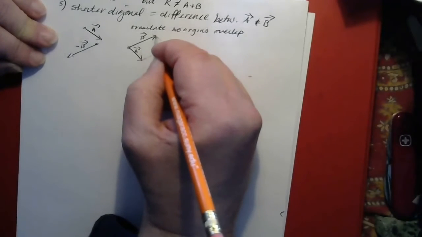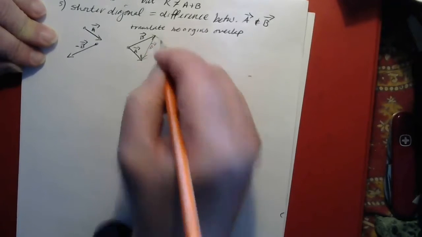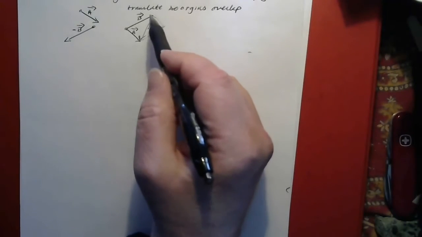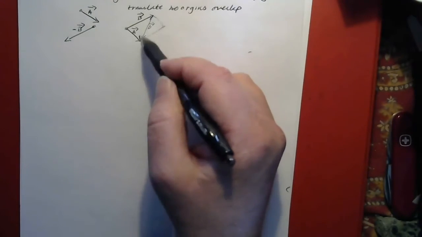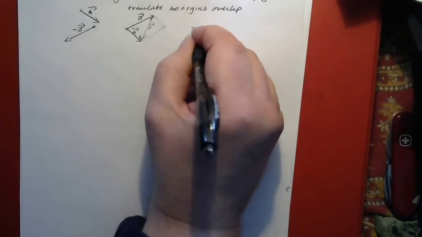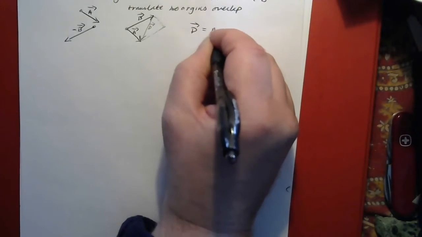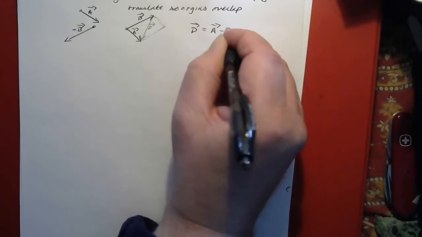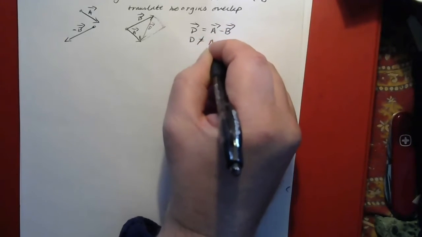And this time it's, yeah, okay, that's the right one. Sorry, it's the vector that goes from the end of one vector to the other. So vector D, the difference, is simply equal to vector A minus vector B. But again, the magnitudes don't work that way.